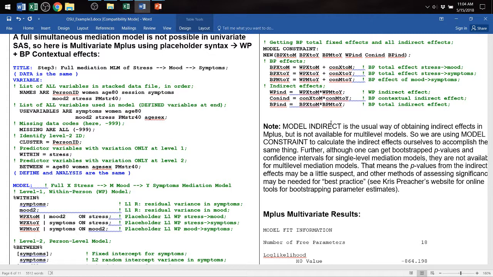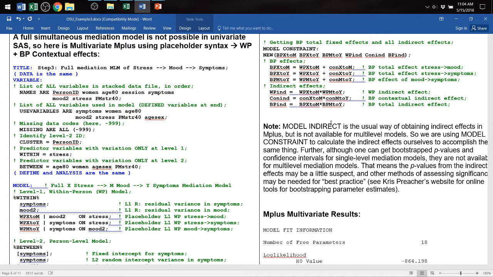Could I have done this in another program like SAS or Stata Mixed or LMER? Nope. Why are you shaking your head? You're correct. The program is partitioning the variance in mood, and mood is both an outcome and a predictor.